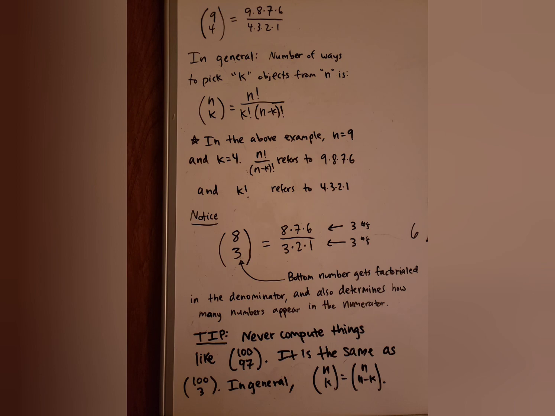Here's a very important tip. Never ever compute a combination where the bottom number is more than half of the top number. 100 choose 97 is equal to 100 choose 3. And this is because if we choose a collection of 97 things from a larger collection of 100, we're always leaving some 3 of them out. Therefore, every collection of 97 objects from 100 corresponds to a particular set of 3 objects from that same collection of 100. So therefore, 100 choose 97 and 100 choose 3 take on the same value. So in general, n choose k is equal to n choose n minus k.